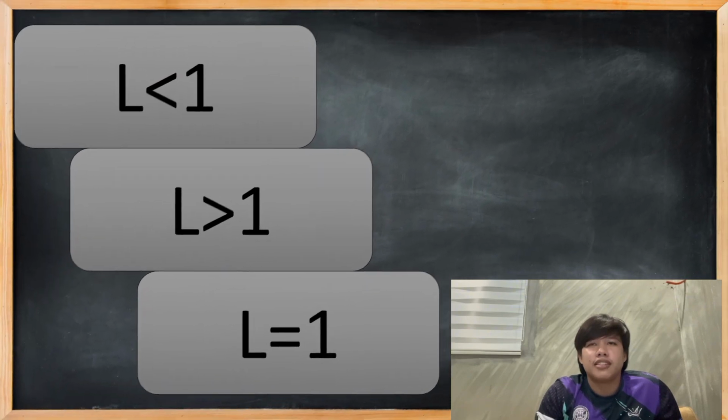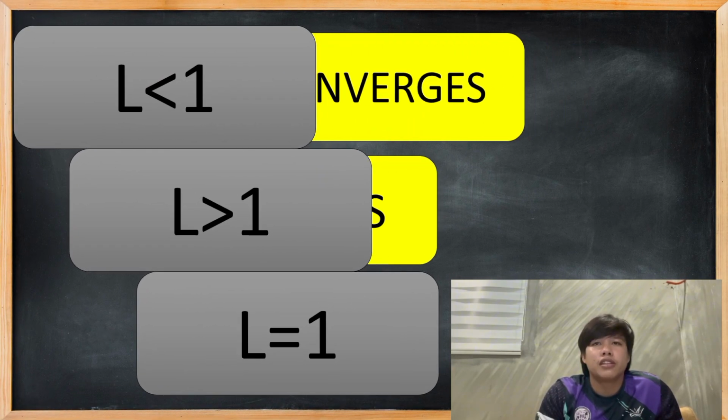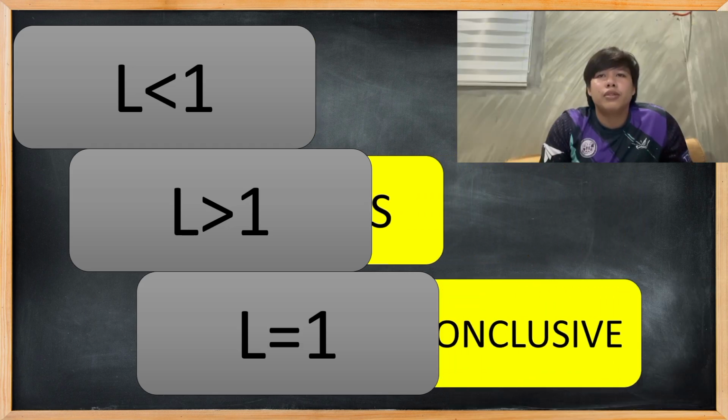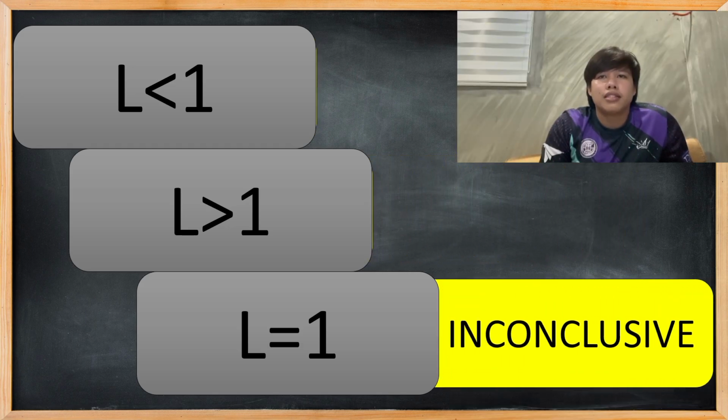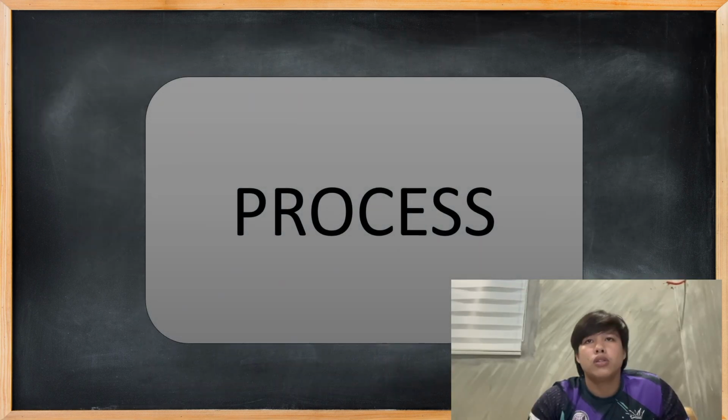Now, how do we interpret the result? If the limit is less than 1, the series converges. If the limit is greater than 1, the series diverges. And if the limit is exactly 1, the test is inconclusive, so we have to use another method. Now that we understand what the root test does, let's go through the steps to apply it.